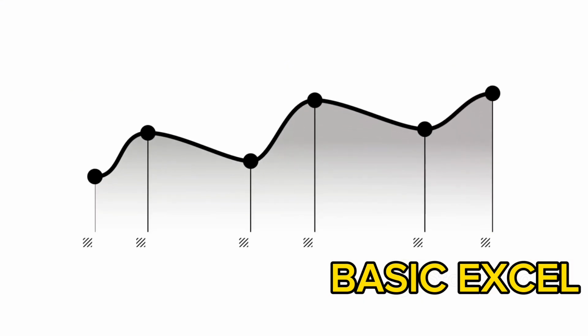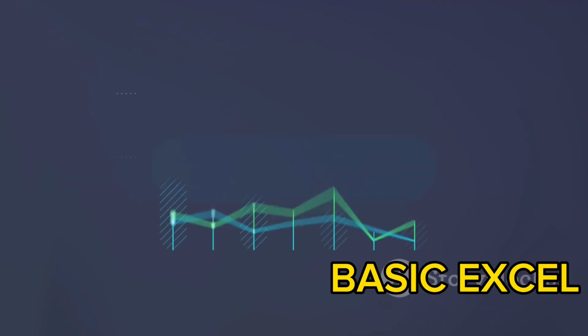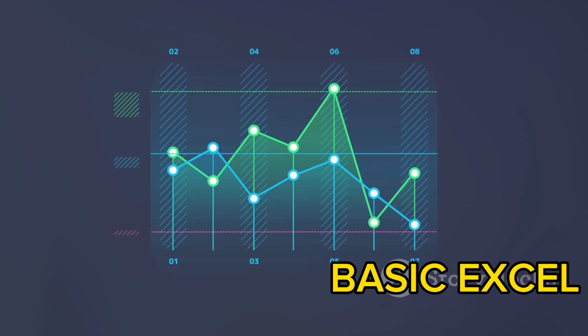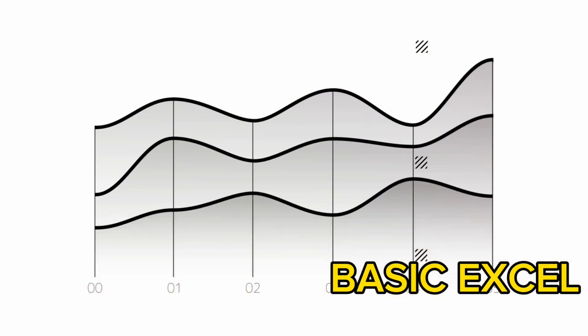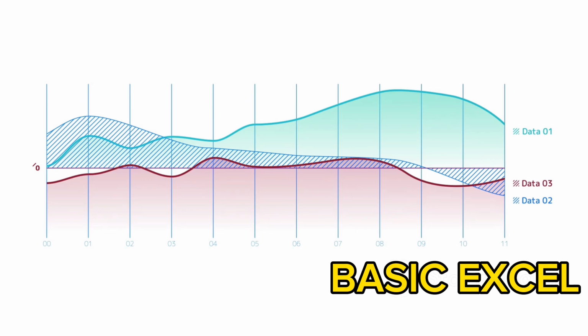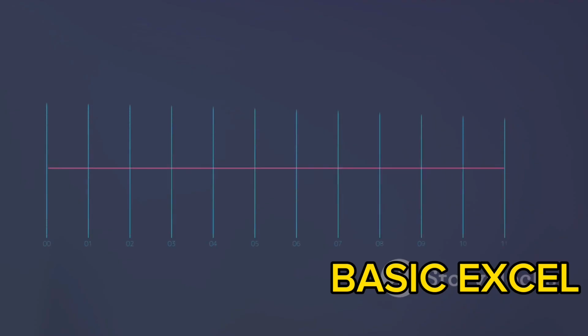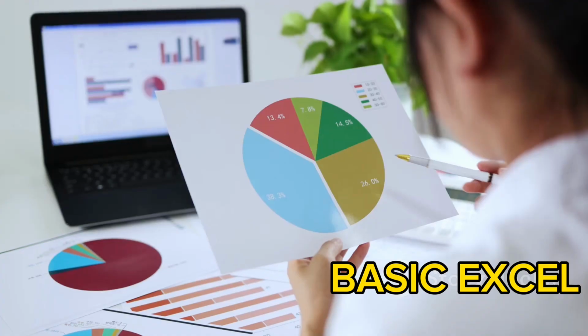And finally, line charts. They are best for showing trends over time, with data points connected by a line. To create a line chart, select your data, navigate to Insert, then Line Chart. And just like that, you have a line chart. Remember, the type of chart you choose should depend on what you want to convey with your data. And don't forget, you can customize your charts further by adding titles, labels, and adjusting colors to make your data even more clear and engaging.